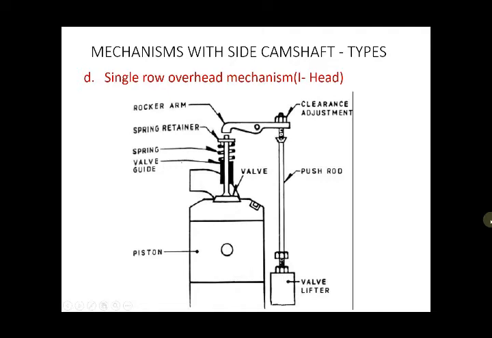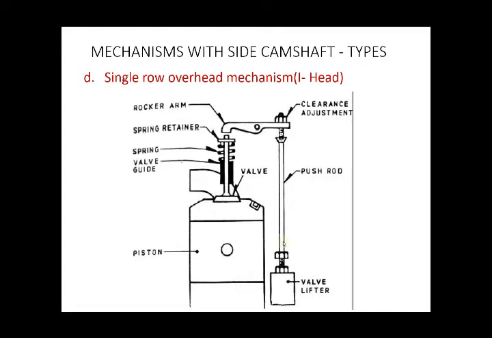Then we have the I-head engine, or the most common type of mechanism, that is the single row overhead mechanism, which is noticed in the single cylinder 4-stroke Kirloskar diesel engine in the lab, in which you did the experiment of valve timing diagram.